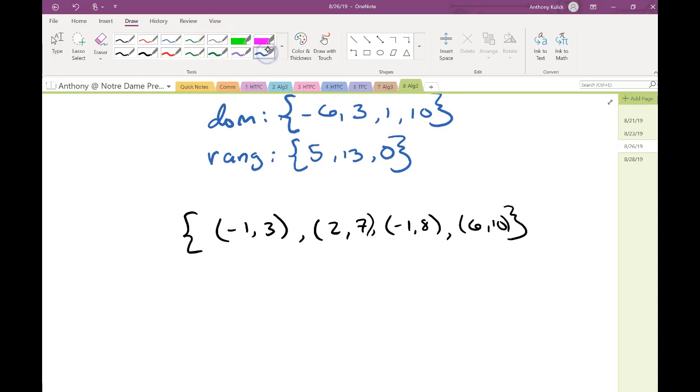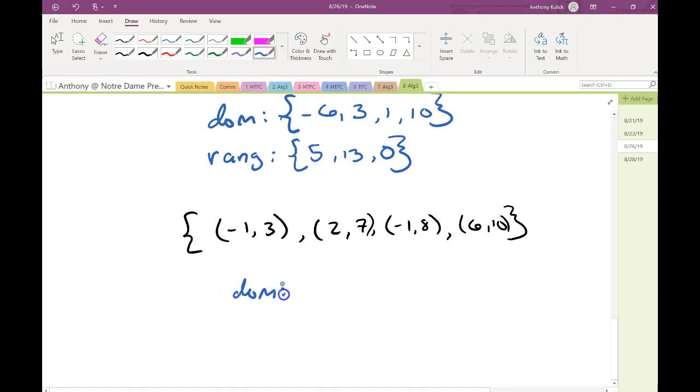So let's say our relation is represented by this set of ordered pairs. As a review from last time, is this a function, yes or no? No. What's the problem? Yeah, the -1 in the x's is used more than once. Good. Okay.